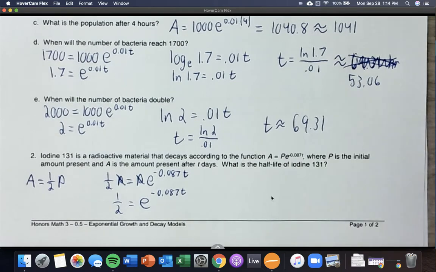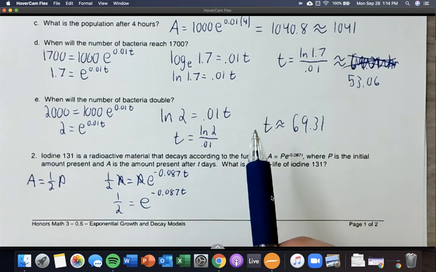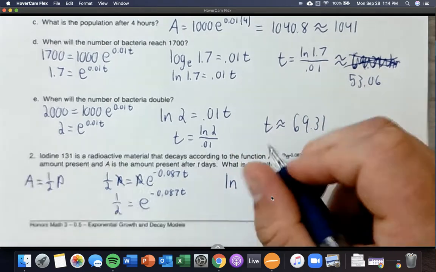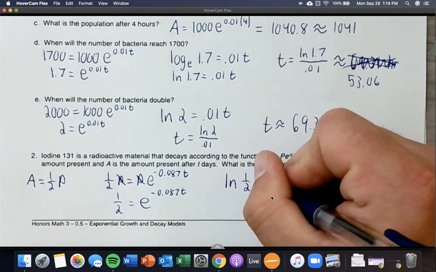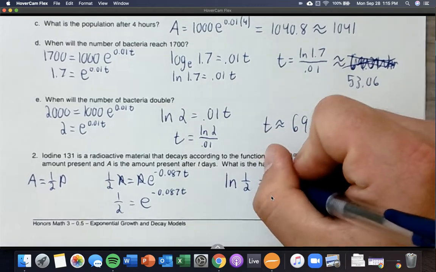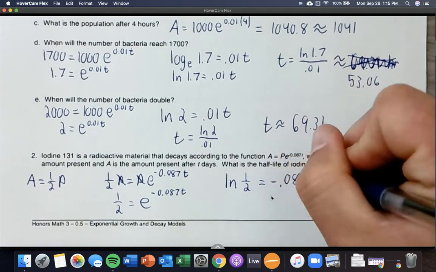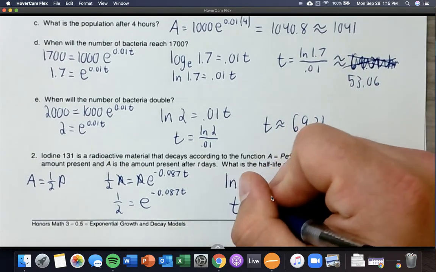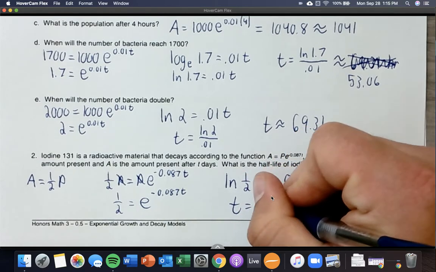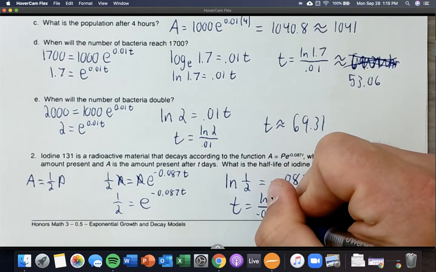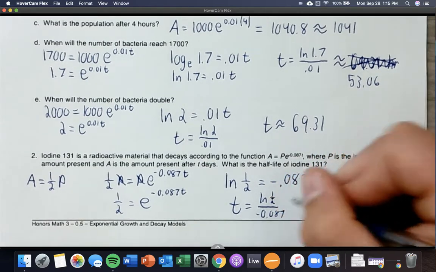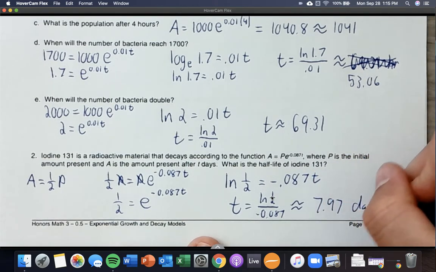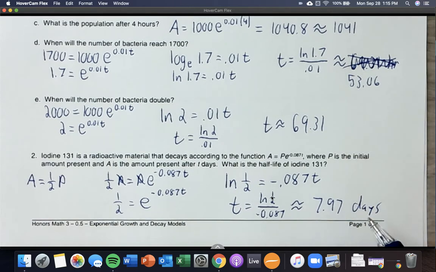Then again, just like we've been doing, we're going to convert it to the natural log. So it's going to be the natural log of 1/2 is equal to our exponent here, negative 0.087 t. Again, we can solve for t. It's going to be the natural log of 1/2 all over negative 0.087, which is just about 7.97 days. And it's important to keep track of the units here.